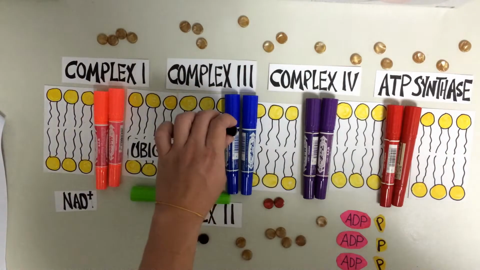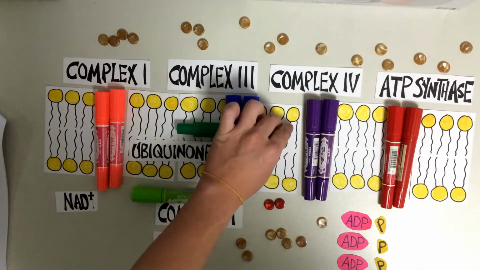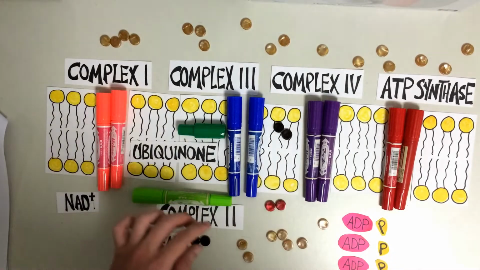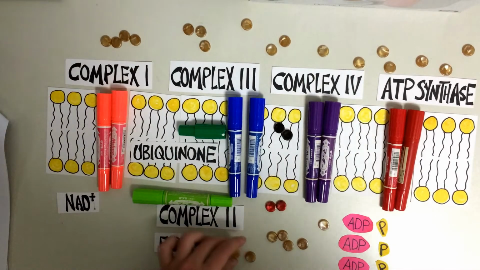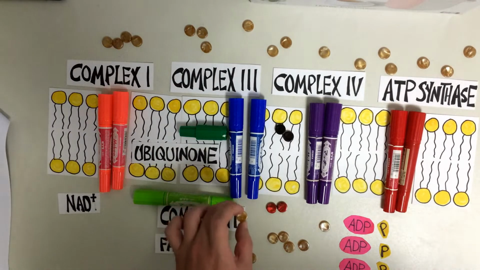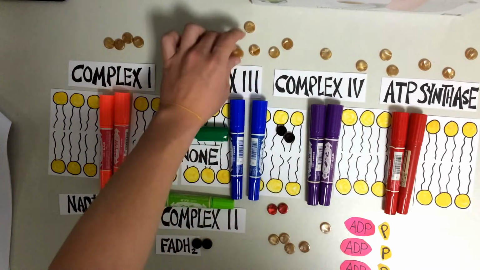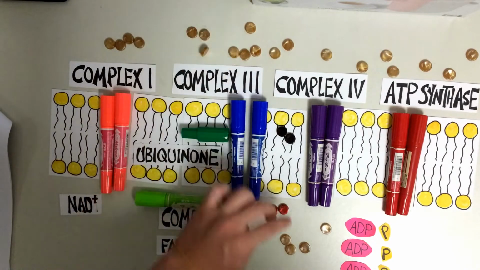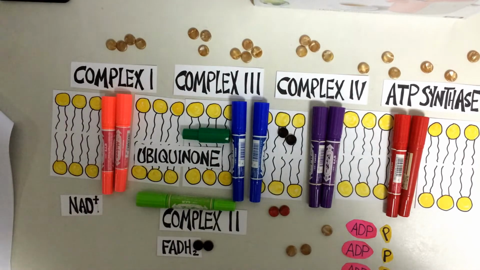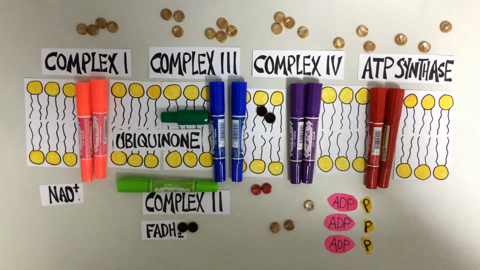Upon reaching complex 3, the pair of electrons would then begin to move from complex 3 to complex 4. During this movement, it will also cause a conformational change in complex 3. So it will also prompt the hydrogen ions to move. Okay, and with this, additional 4 hydrogen ions will move. 1, 2, 3, and 4. So in total, there are already 8 hydrogen ions that are being transferred from the mitochondrial matrix into the intermembrane space.